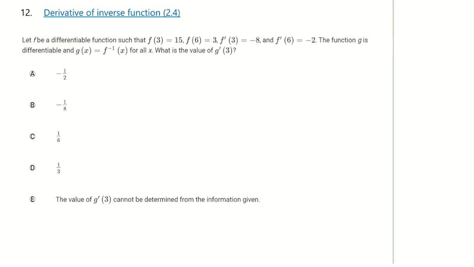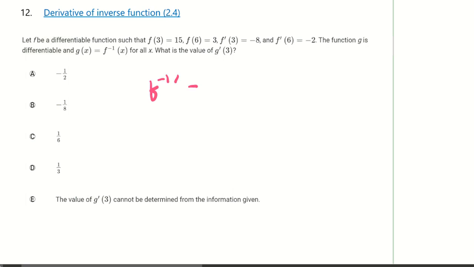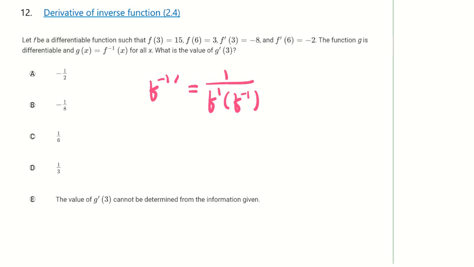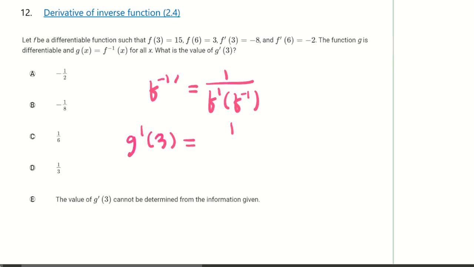The derivative of f inverse. This is kind of an obscure topic, but it's one that I've reminded you of in class recently, so I think that you should be able to do this. The formula that you need to know is that f inverse prime is 1 over f prime of f inverse, and you want to remember that f inverse is just some x value. Well, if g is the inverse function of f, then g prime of 3 is f inverse prime. So that's going to be 1 over f prime of f inverse of 3.